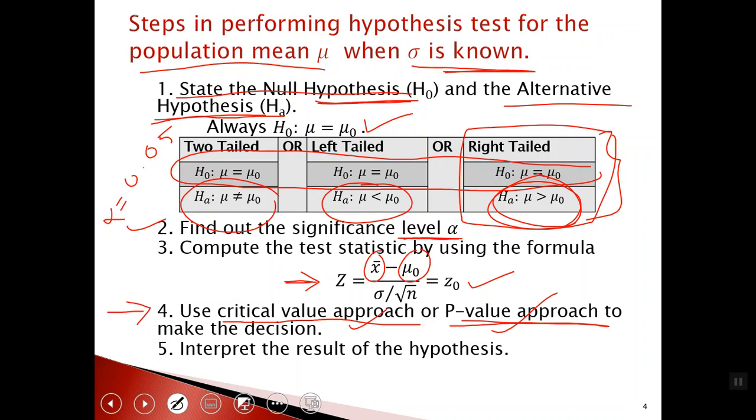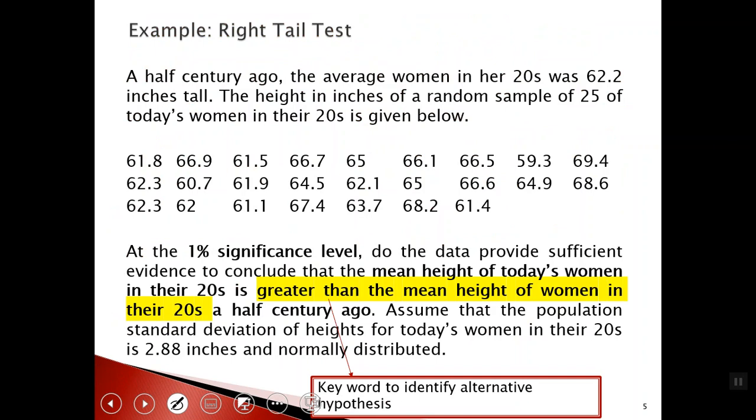If they haven't mentioned in the question specifically whether you have to use the p-value approach or the critical value approach, then you are free to use either one of these. Then finally, don't forget you have to interpret the results. Let's go through a few examples.